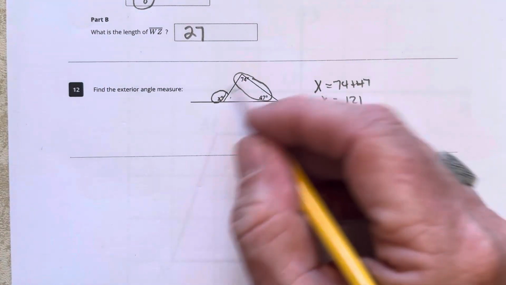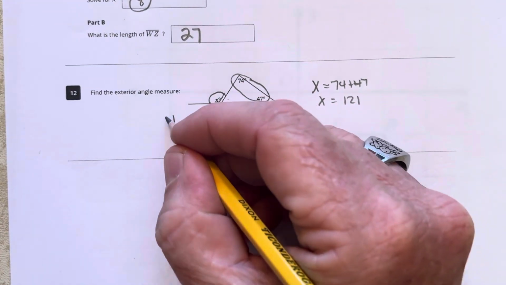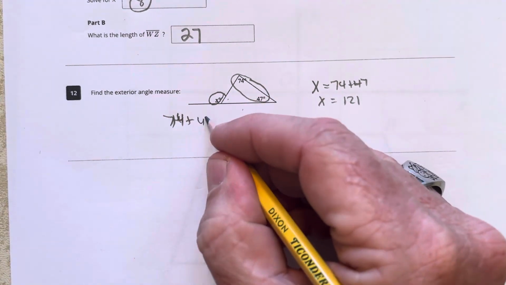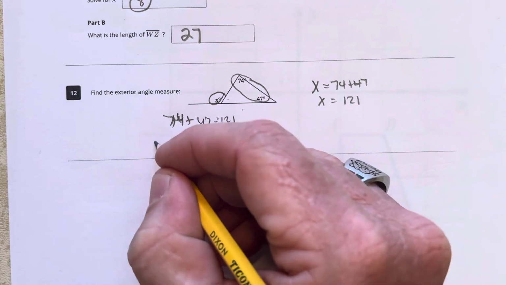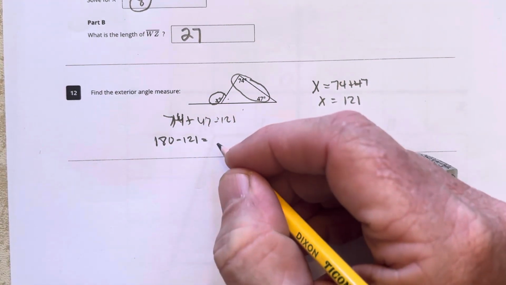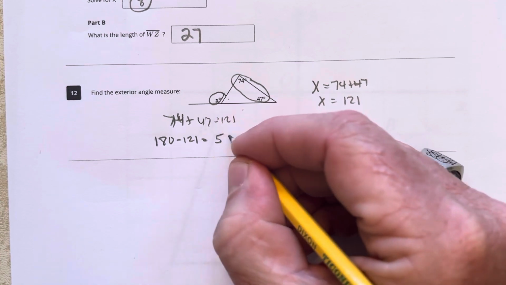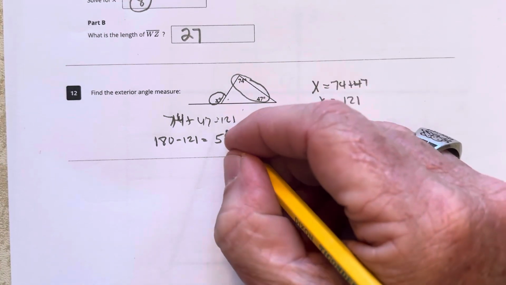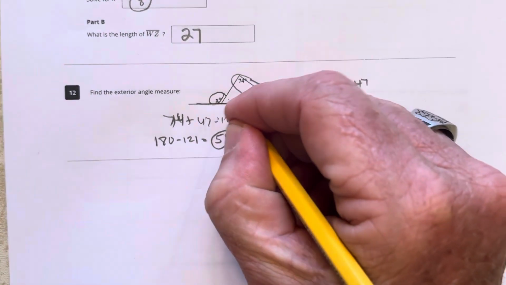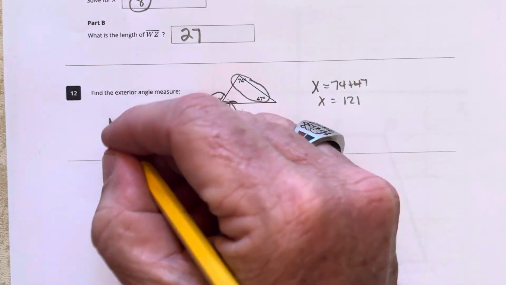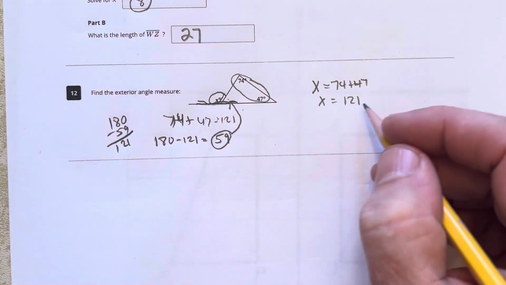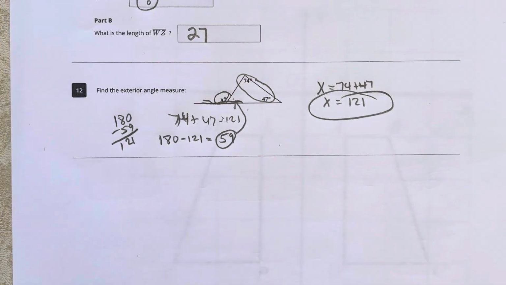Now another option is that the three angles in a triangle have to add up to 180. So you go 74 plus 47 equals 121. If I take 180 minus 121, I wind up getting 59, right? So that means this 59 angle goes right here, and this makes a straight line. So we take the 180, subtract the 59, and I still get 121. So either way, our answer is going to be 121, okay?